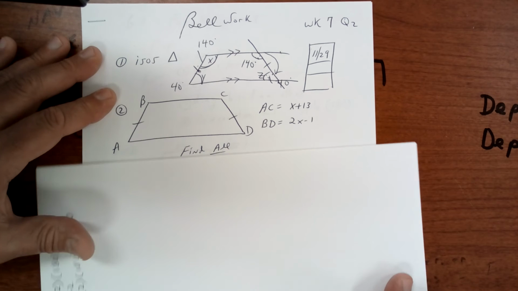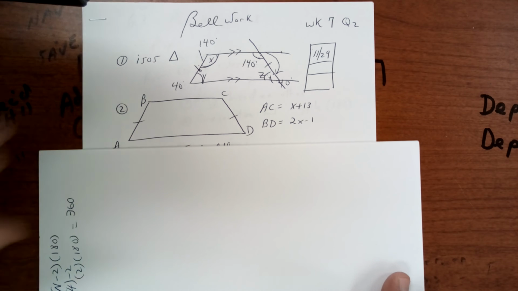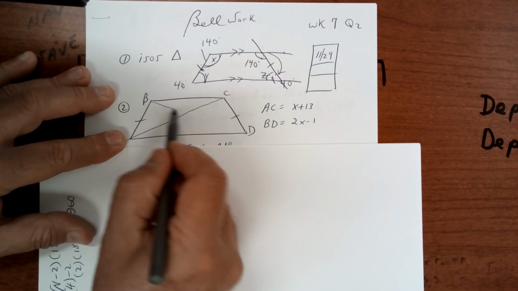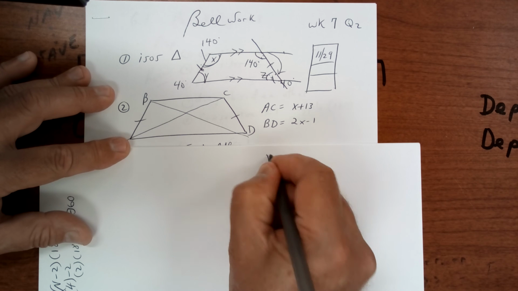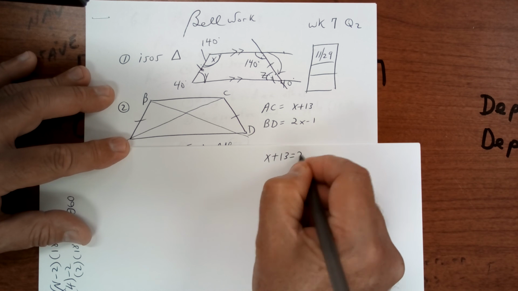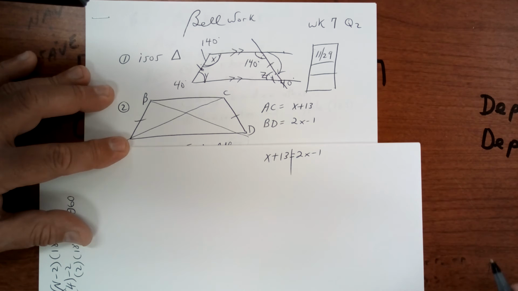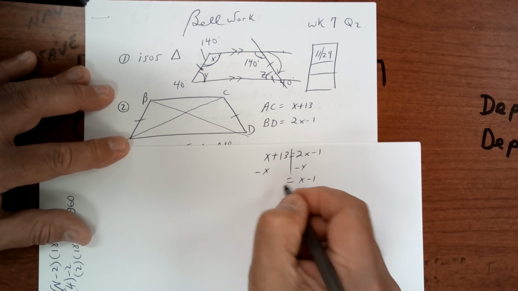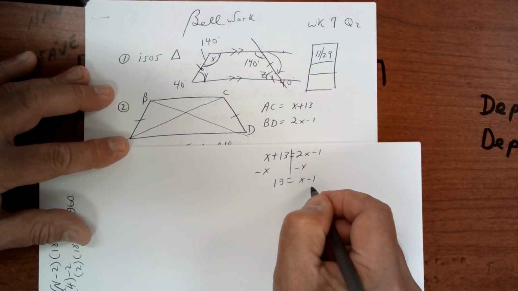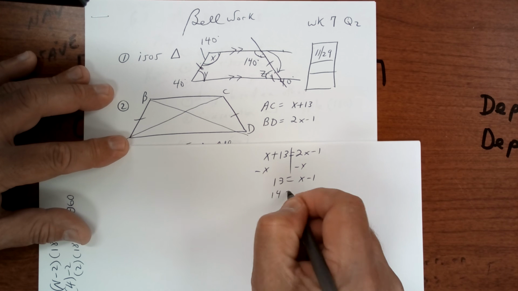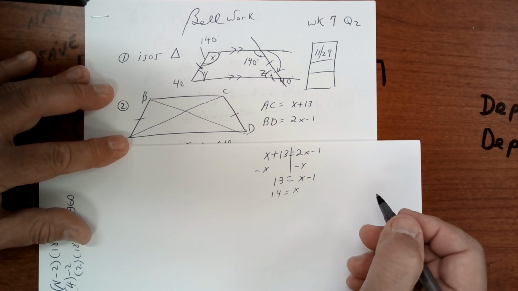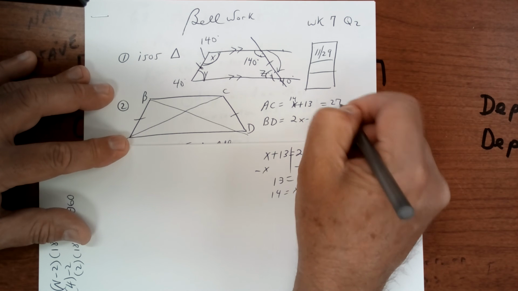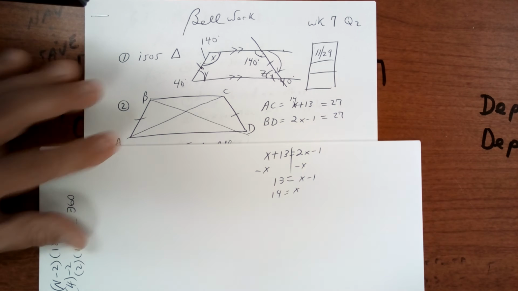All right, on the next one here, AC is this one, and the diagonals are congruent. So these two are equal. So x plus 13 is equal to 2x minus 1. Go ahead and work that out. I would subtract x from both sides. And when I do that, I'm going to add 1 and get 14. So it looks like x is 14. And then I'm going to put 14 right here and get 27. So the diagonal should be 27 inches.